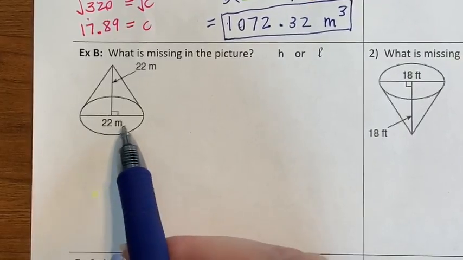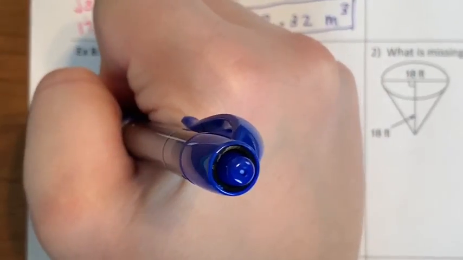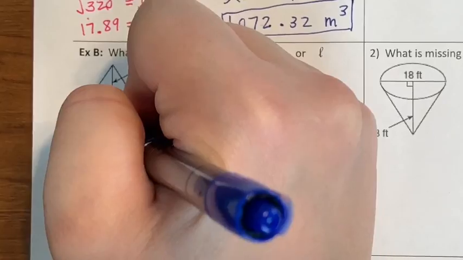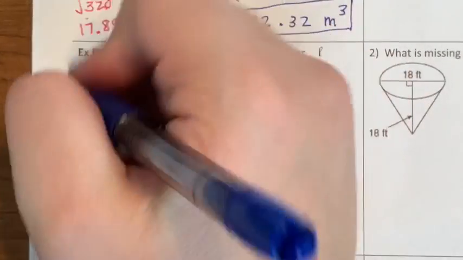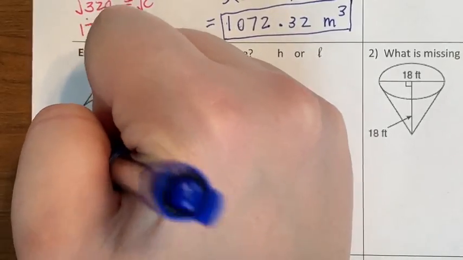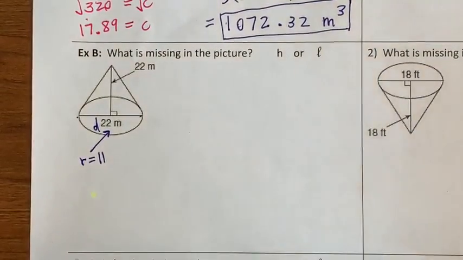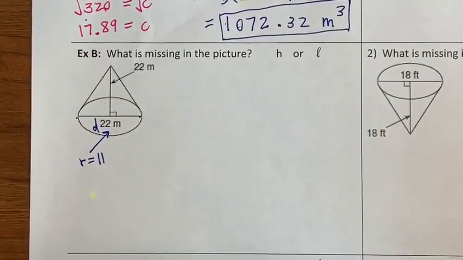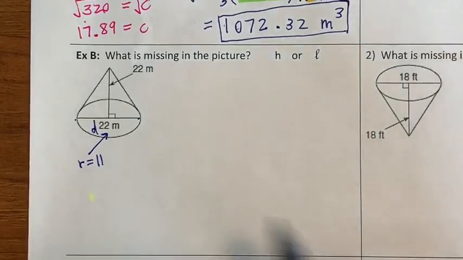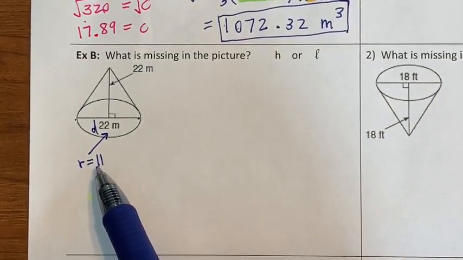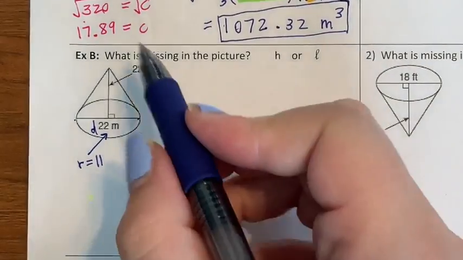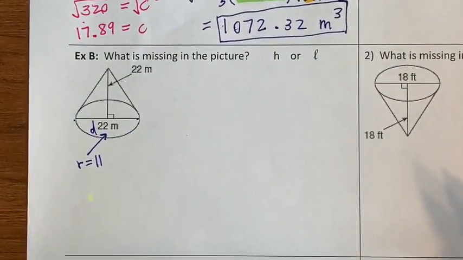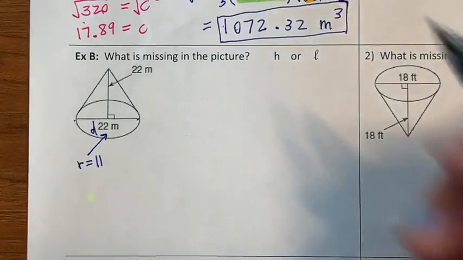When it says 22 meters, that's really our diameter. So I would make a note, if the diameter cutting all the way across the circle is 22, then our radius is half of that. Our radius has to be 11. What is missing in the picture? Well, we know our radius is 11, or like just that little piece would be 11. And then the 22 right here is labeling our height. So that's our H star.